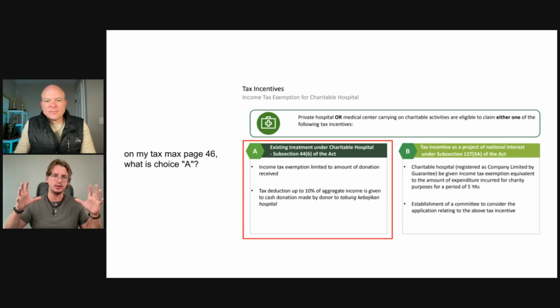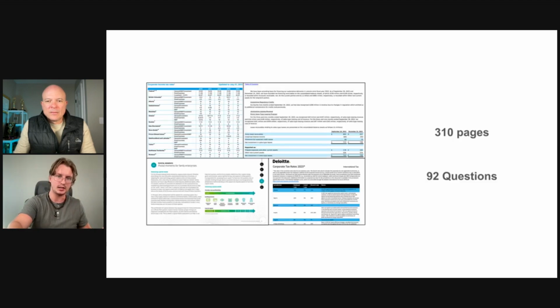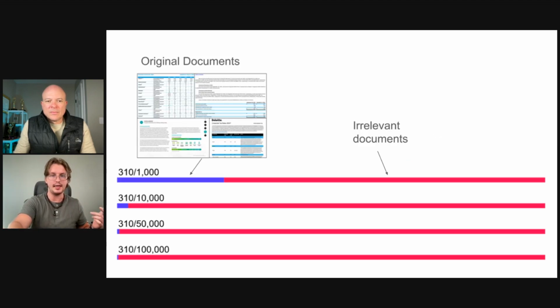So an ability for a document to really understand everything about a document, not just general purpose stuff, but really specific stuff like, hey, can you look up what's on page 46? We asked a bunch of questions about these 310 pages of documents.